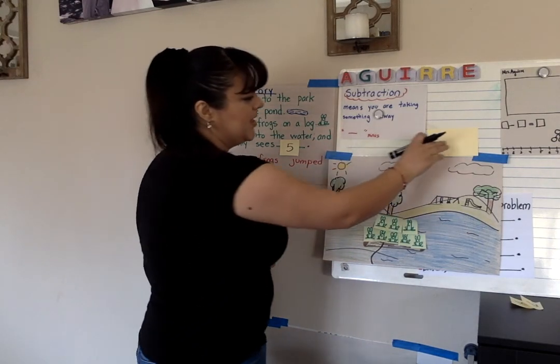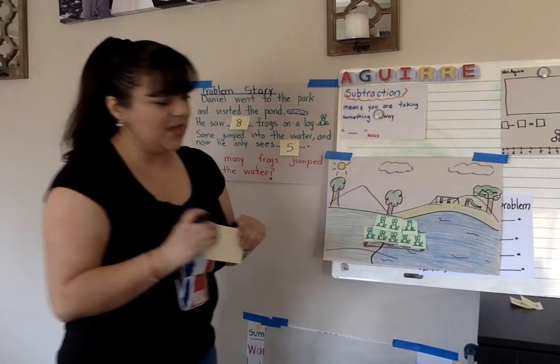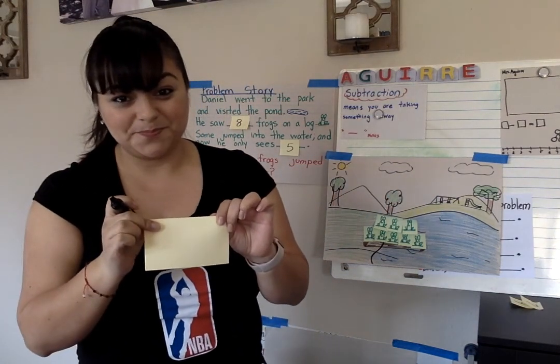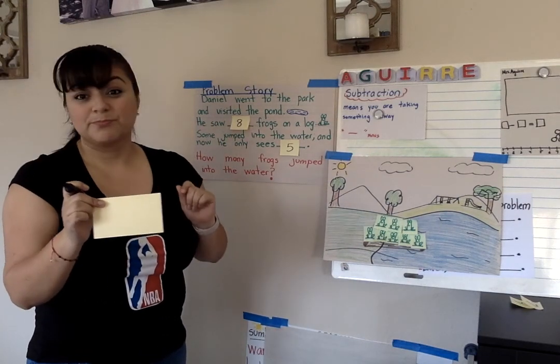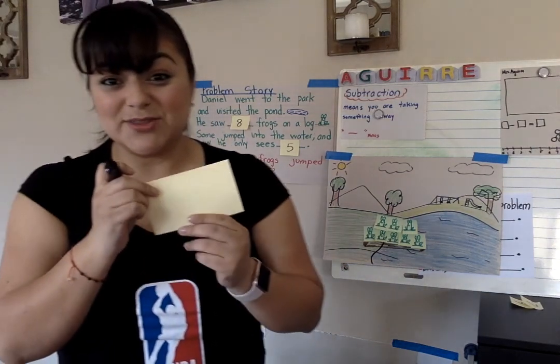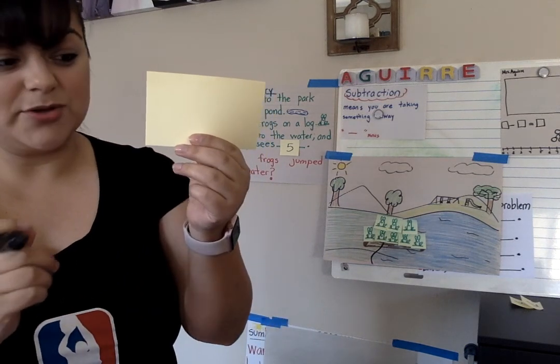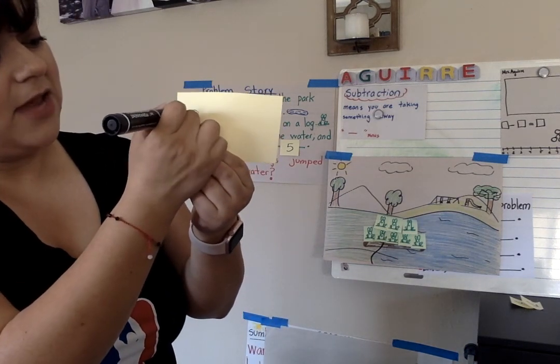Now, let's write down some information that we already know. We know there's 8, right? Correct. There's 8 on the log. So let's write 8 first.